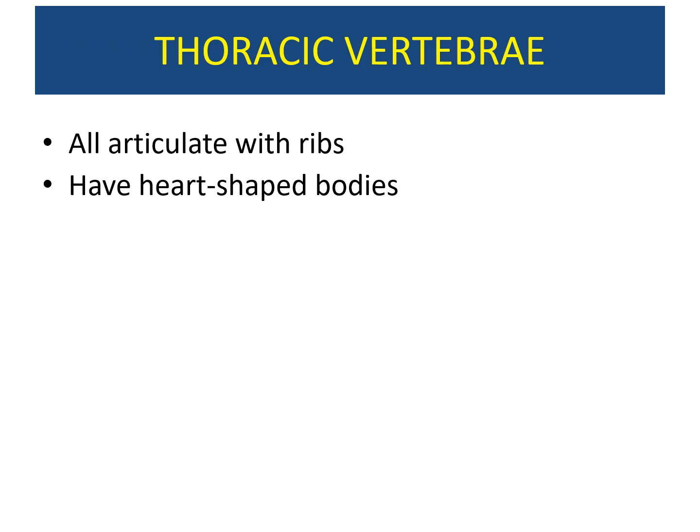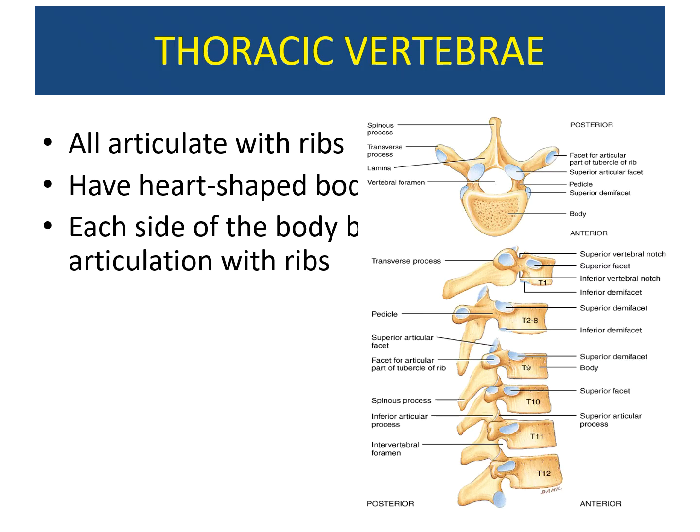Next one is thoracic vertebrae. Thoracic vertebrae articulate with the ribs. It has a heart-shaped body, and each body articulates with the ribs. So these are all the thoracic vertebrae. So we have 12, that is 12 ribs connected with the 12 thoracic vertebrae.